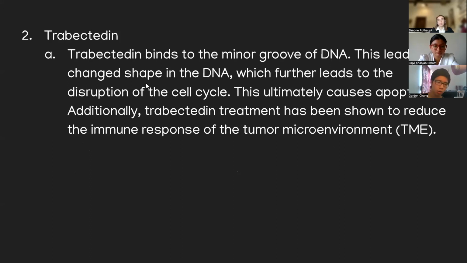And in this scenario, trabectedin binds to the minor groove of DNA. This leads to a changed shape in DNA, which further leads to the disruption of the cell cycle. And this will ultimately lead to apoptosis, as the cell notices errors within its structure. Furthermore, studies have shown that trabectedin reduces the immune response of the tumor microenvironment, TME.